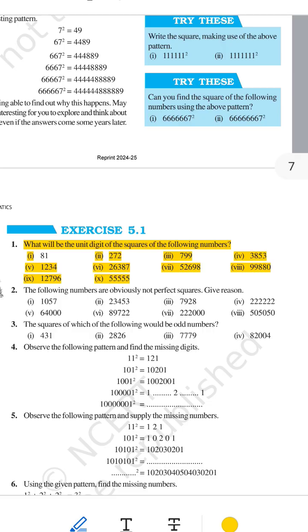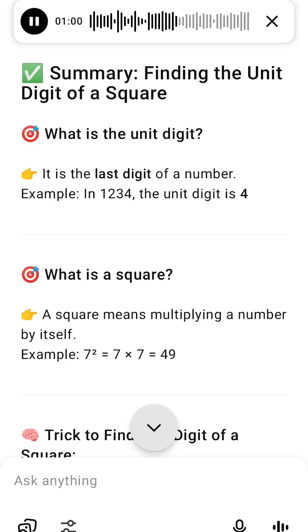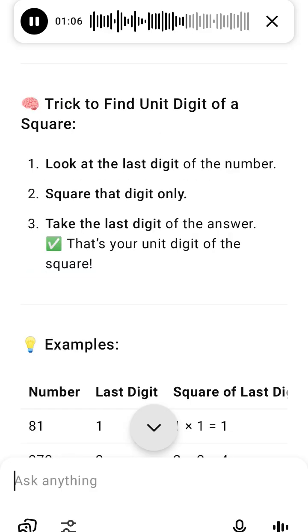1 times 1 equals 1. 2 times 2 equals 4. 9 times 9 equals 81. 3 times 3 equals 9. 4 times 4 equals 16. 7 times 7 equals 49. 8 times 8 equals 64. 0 times 0 equals 0. 6 times 6 equals 36. 5 times 5 equals 25.